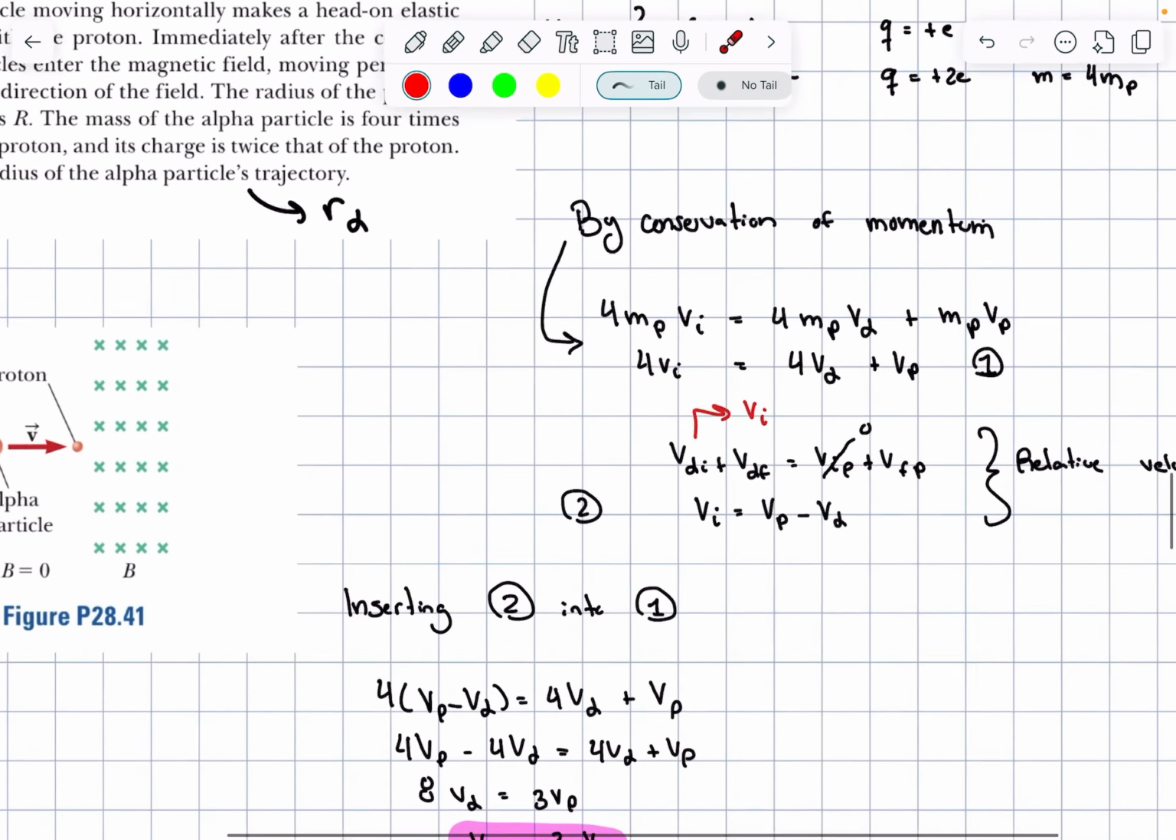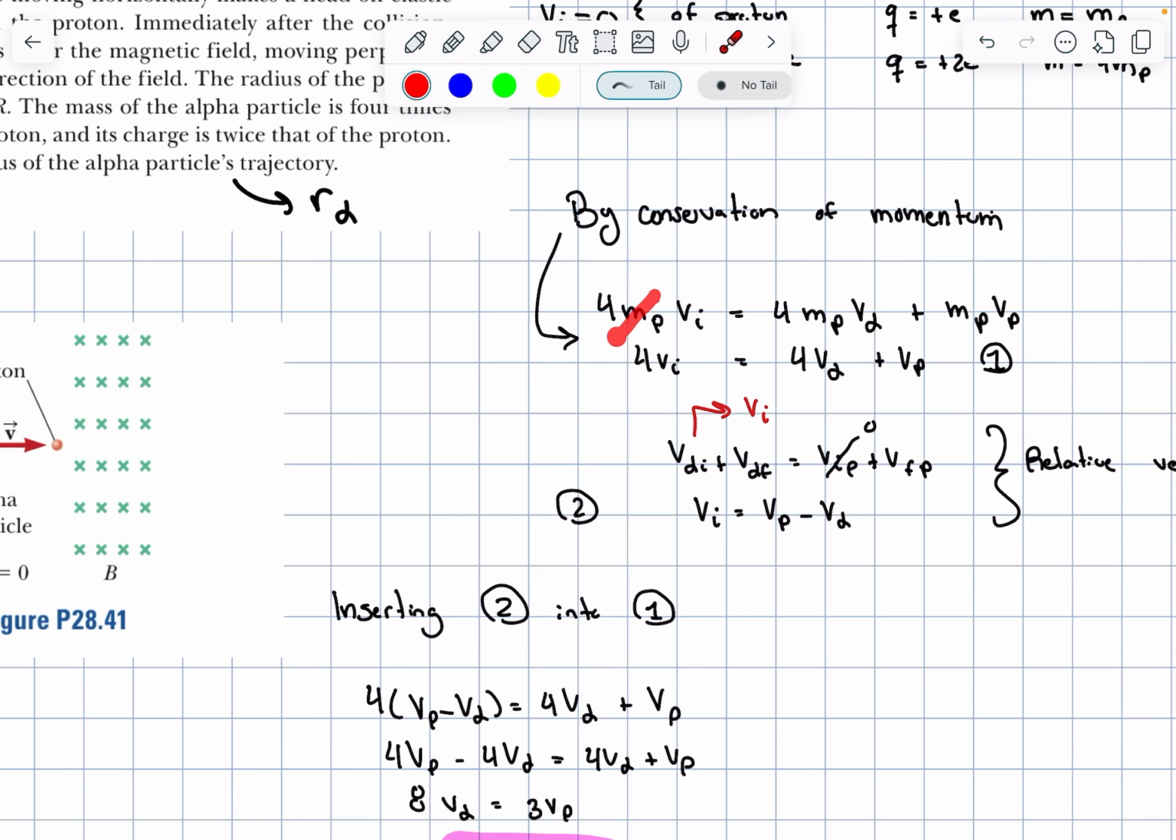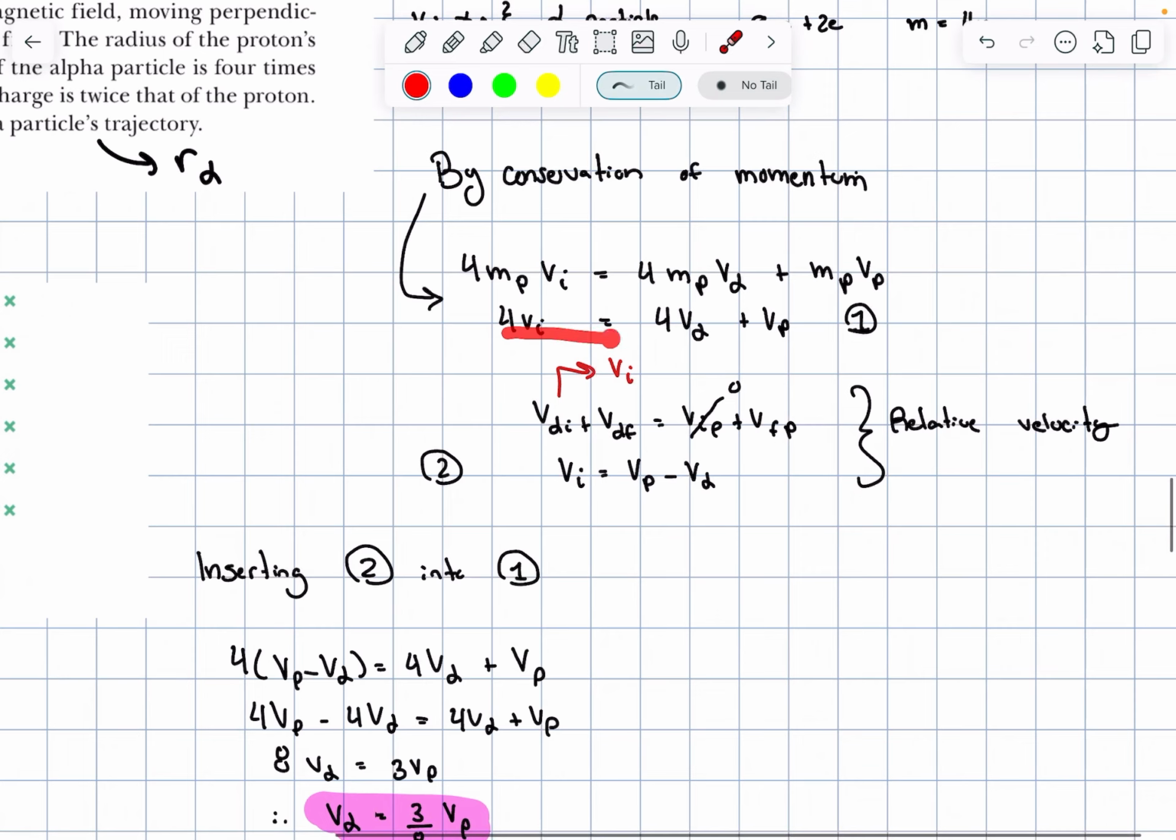Now if we cancel out the mps everywhere, 4vi is equal to 4v alpha plus vp. Again, this is just saying this is the initial velocity of the alpha particle, final velocity of the alpha particle, final velocity of the proton. This is the first equation we're going to use, and we're going to call this equation 1.